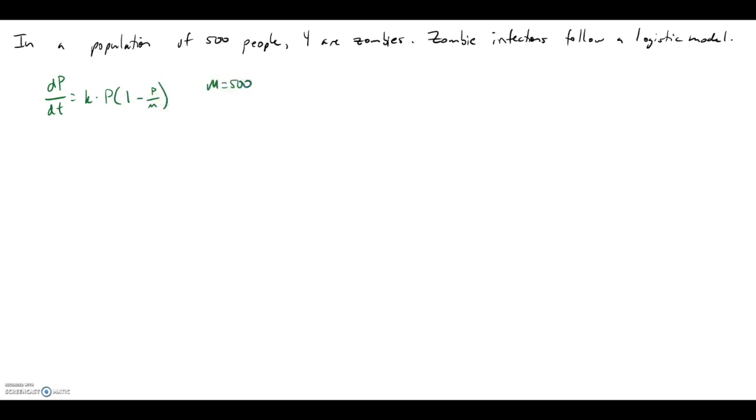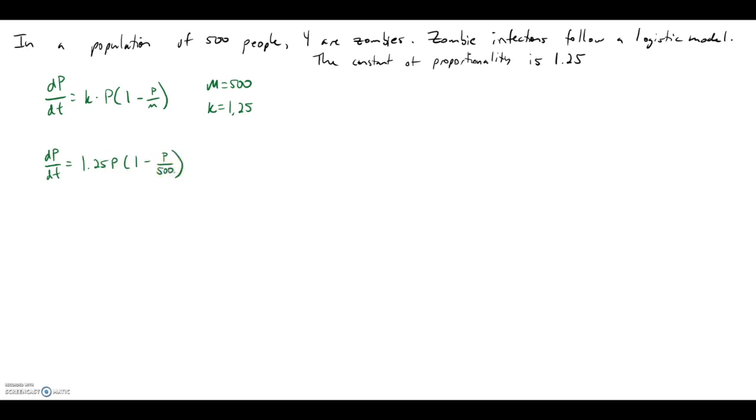And specific for our problem, the carrying capacity has to be 500. If there are only 500 people, we can only have 500 zombies. And we'll add one more thing to our problem. We'll say that the constant of proportionality to tie this differential equation together is equal to 1.25, which makes our k value in the problem 1.25. That means our original differential equation can actually be written as dp over dt equals 1.25p times the quantity 1 minus p over 500.